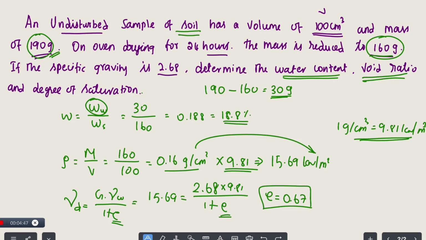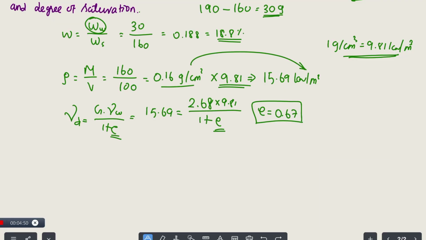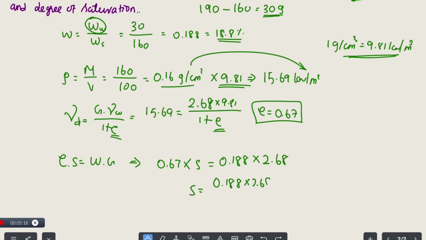Next, we find the degree of saturation. We know the formula e into S equals w into G. Here we substitute the e value 0.67 into S, which we have to find, equal to the water content we found, 0.188, into G, which we already know, 2.68. Here the only unknown is S. So 0.188 into 2.68 divided by 0.67. Solving this, we got the value of 0.744, that is equal to 74.4 percentage. So this is the degree of saturation.